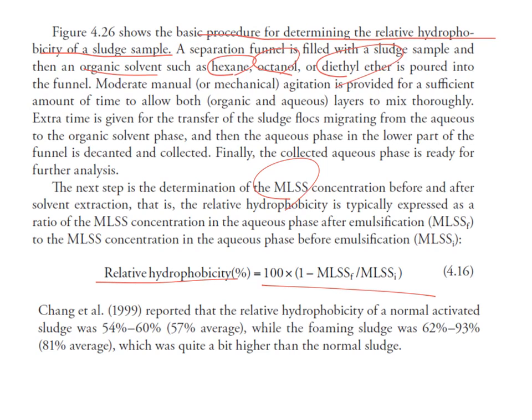And again, people have measured the hydrophobicity of activated sludge, and normal sludge has a ratio between 54% to 60%, while the foaming sludge has a ratio ranging from 62% to 93%. So it's clear that foaming sludge has higher relative hydrophobicity than normal sludge.